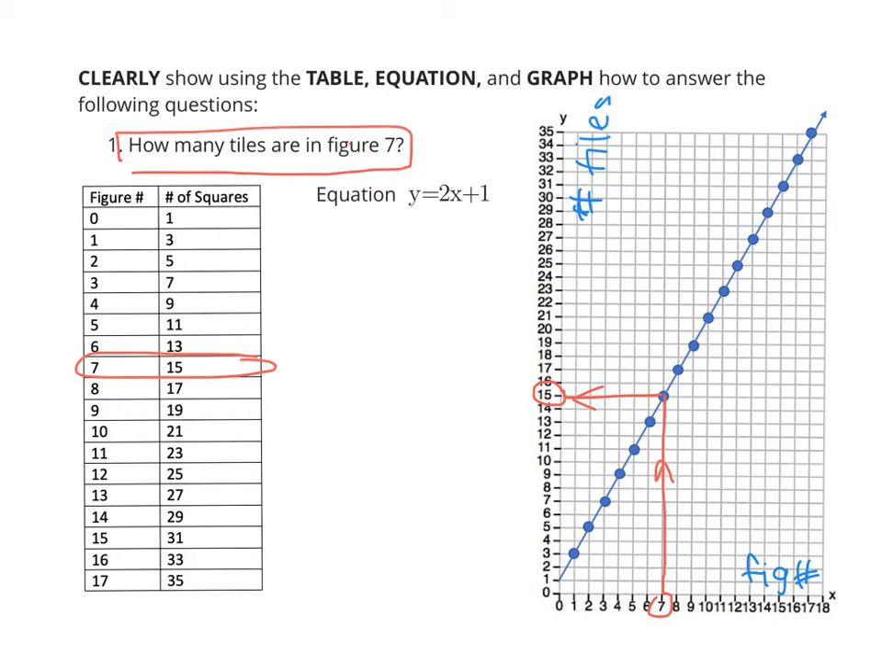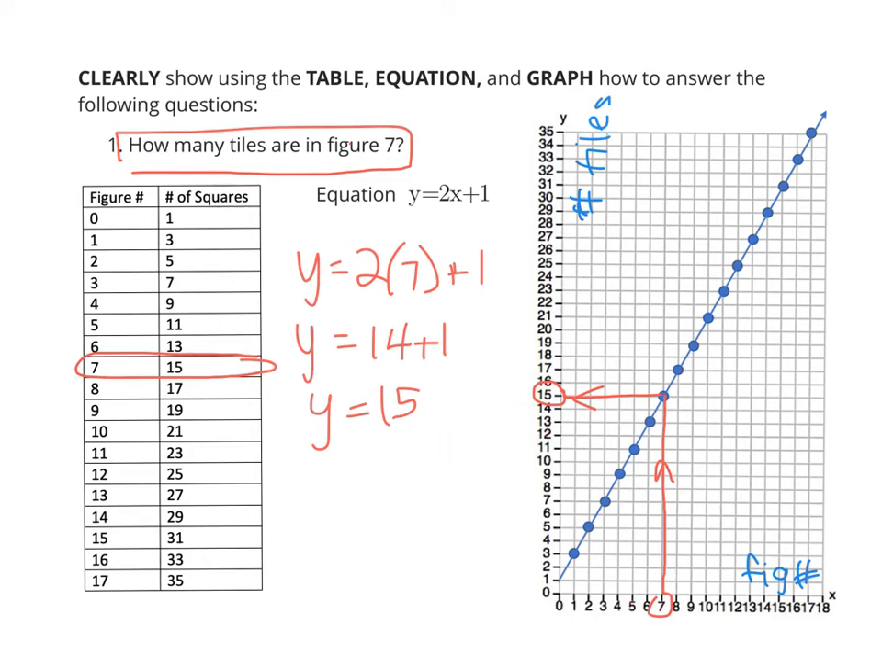Figure number 7, we know figure represents the x, and I'm going to plug 7 in for x in the equation. So in my equation, instead of plugging in x, I'm going to plug in 7 because that represents the figure number. And then I'm going to do my math, and I get y equals 14 plus 1, which gives me y equals 15. Do you notice how the table matches the answer we got from the equation, matches the graph?